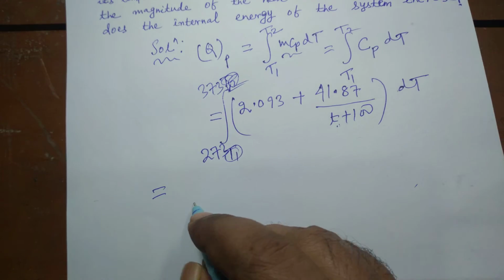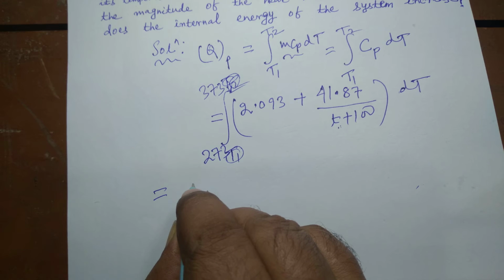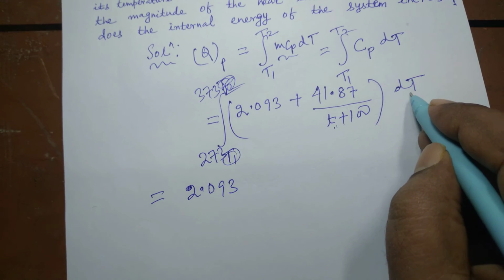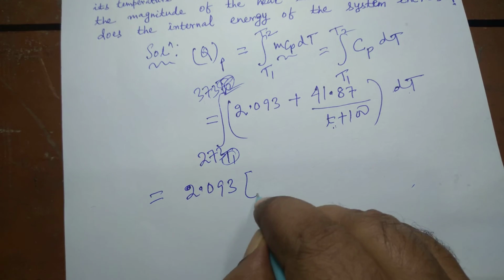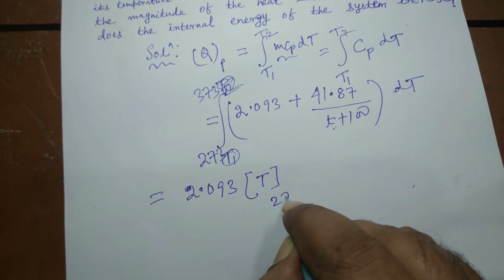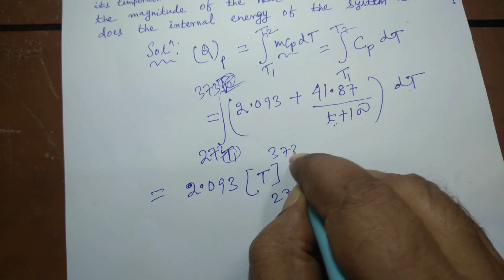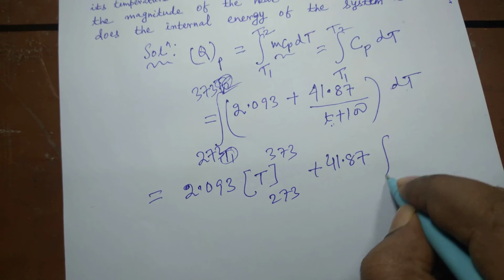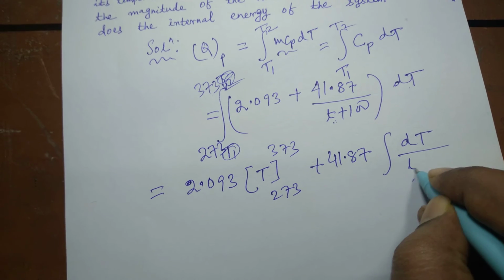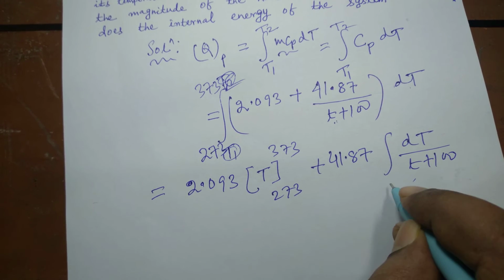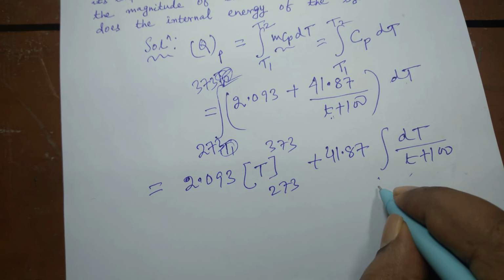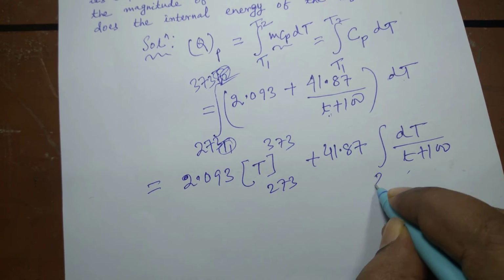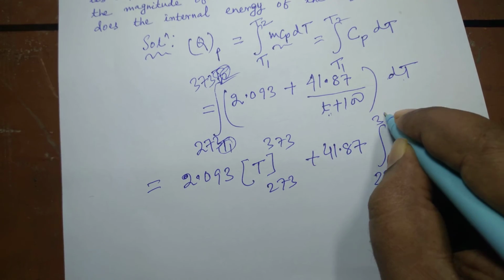On integrating this will be 2.093 dt का इंटीग्रल होगा t. So t and limit is from 273 to 373 plus 41.87 being a constant can be taken outside, dt upon t plus 100, and this limit is from 273 to 373.